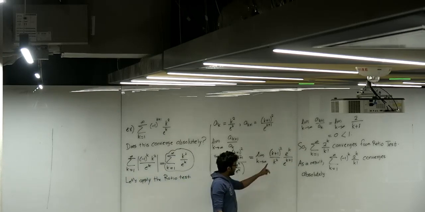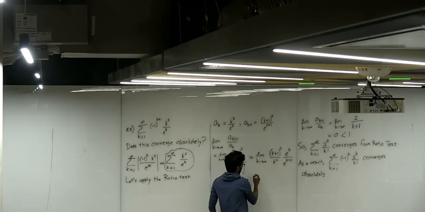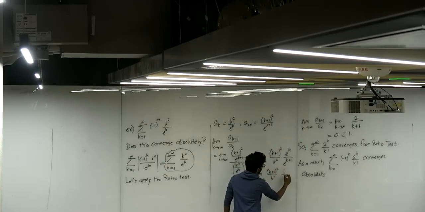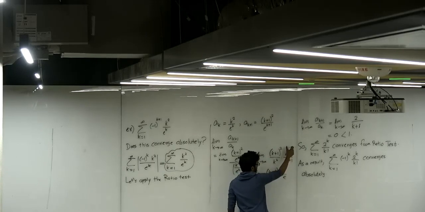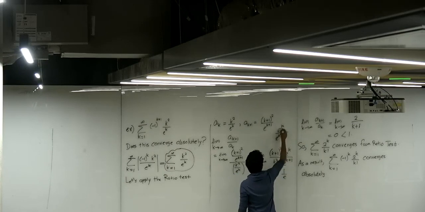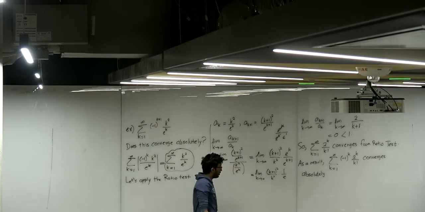Right, now what can you say about this limit? You can simplify these two, okay? Then you would get (k plus 1) to the power 2 divided by k to the power 2. You would get 1 over e, right? Because you have e to the power k here, and e to the power k multiplied by e to the power 1. These two would get cancelled and I would get 1 over e. Okay.